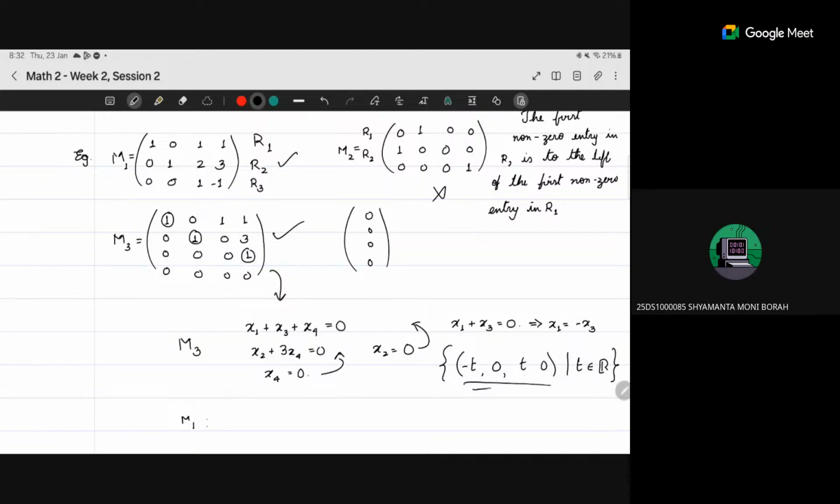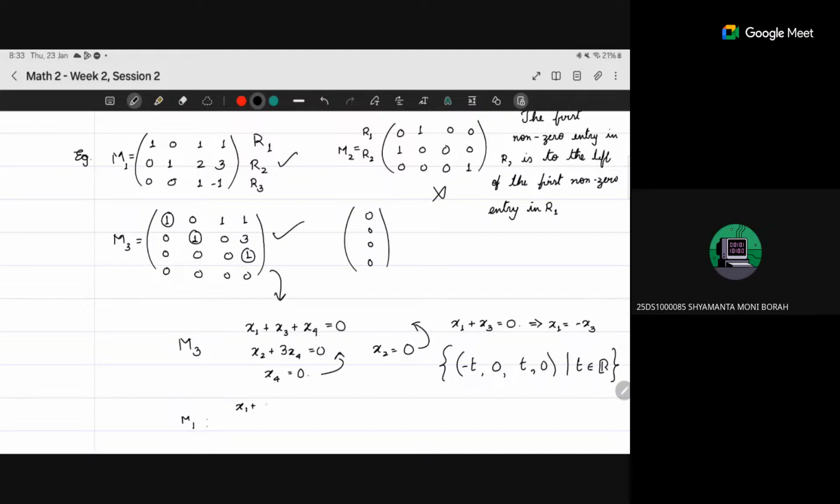So any number of this form, irrespective of what the value of t is, minus t, 0, t, 0, will be a solution. You can check that by plugging it into the equation. So t can take infinitely many values, which means that, of course, your system of equations has infinitely many solutions.